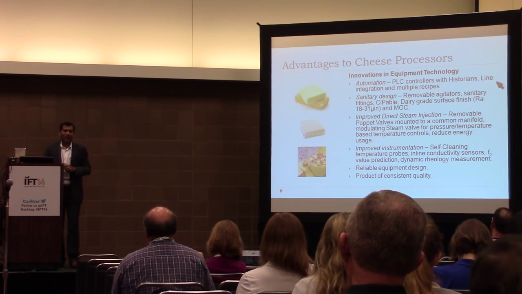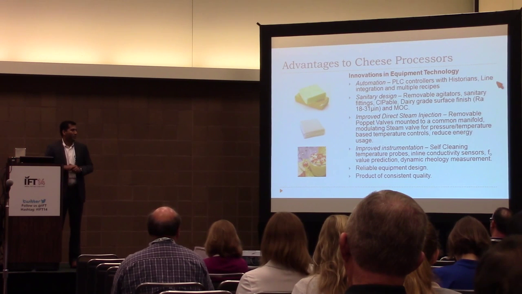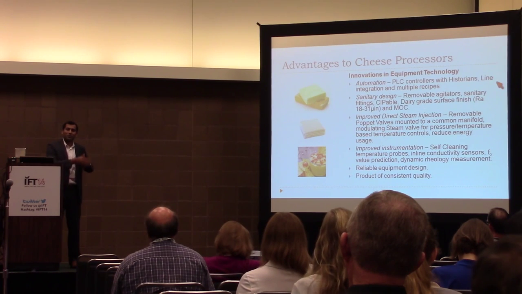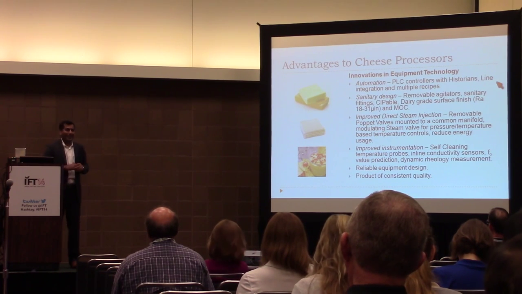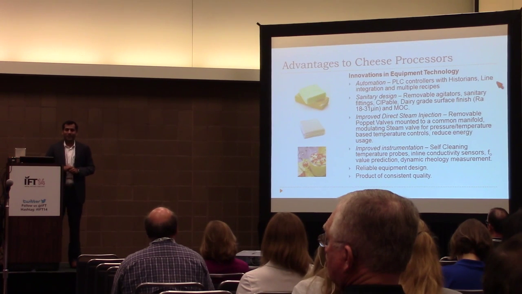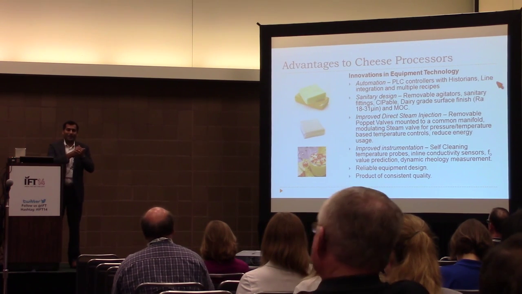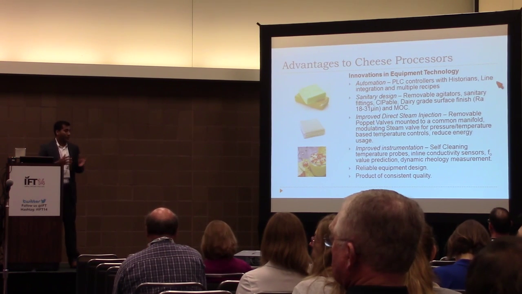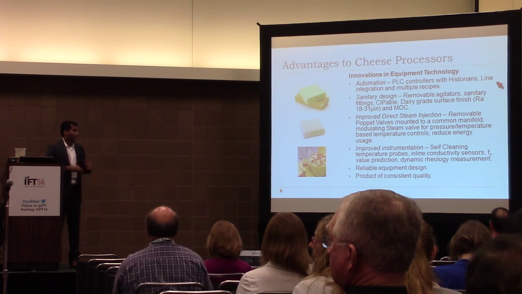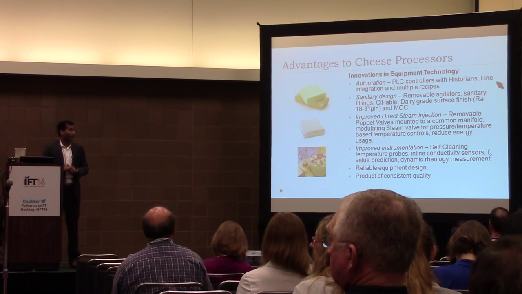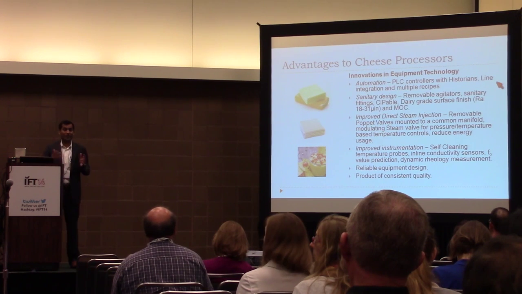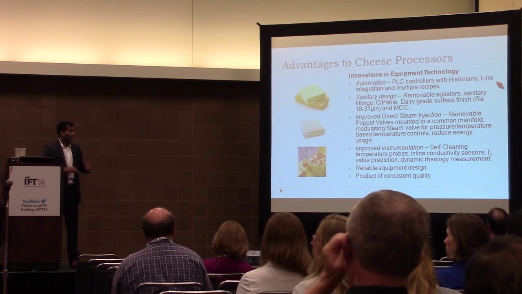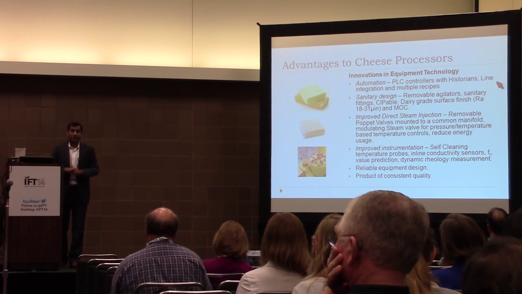Instrumentation is what we always rely on. Temperature transducer, pressure transducer, there are new versions. These products get thick as they get processed, and self-cleaning temperature probes are present, which can wipe themselves out and go back into the machine for enhanced temperature measurement. Inline conductivity sensors, F-naught value prediction, and dynamic rheology measurement like change in torque, change in amp draw on the motors, all those things. Again, reliable equipment design and product of consistent quality is the target.